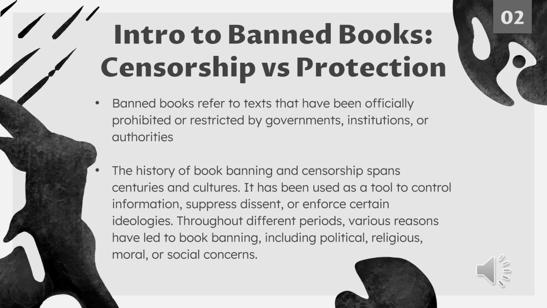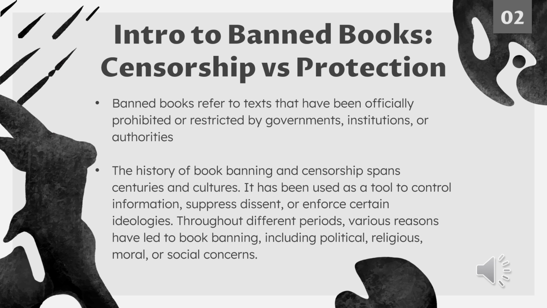Banned books refer to texts that have been officially prohibited or restricted by governments, institutions, or authorities. This can be due to various reasons, such as content deemed offensive, controversial, or contrary to societal norms or political agendas. Book banning entails the removal, suppression, or restriction of access to certain books or written materials.